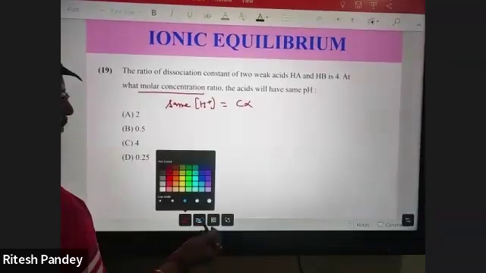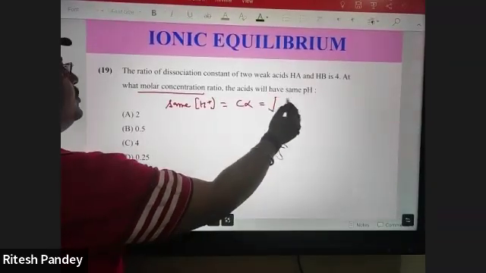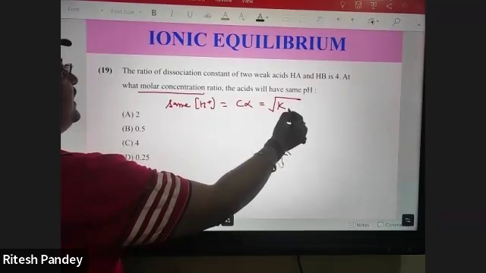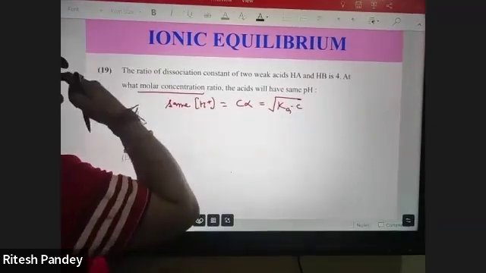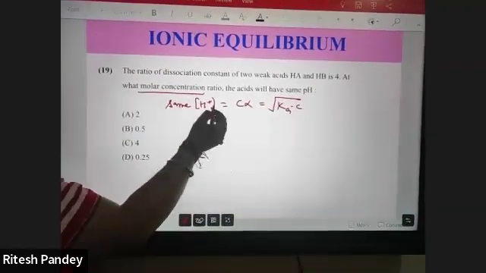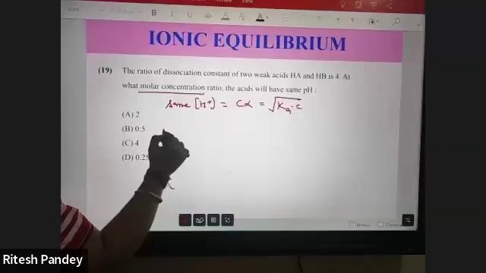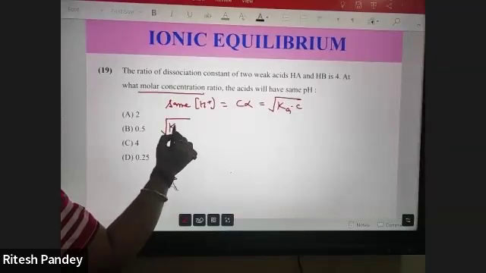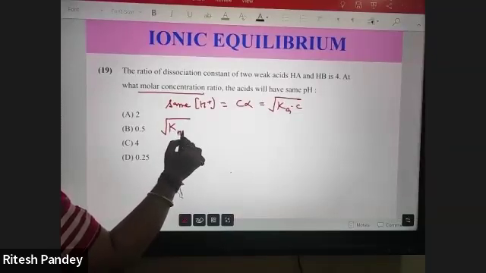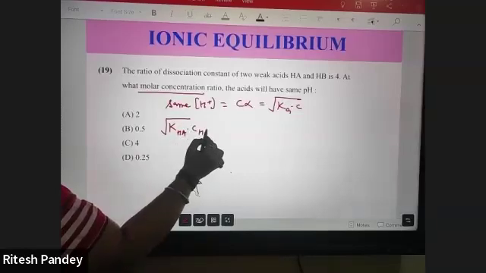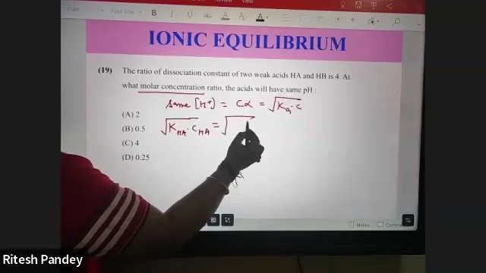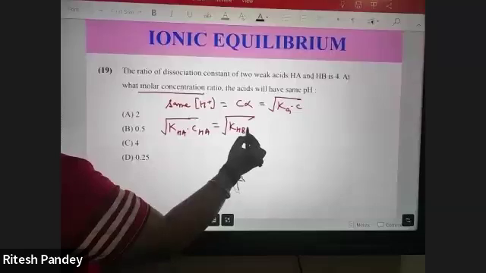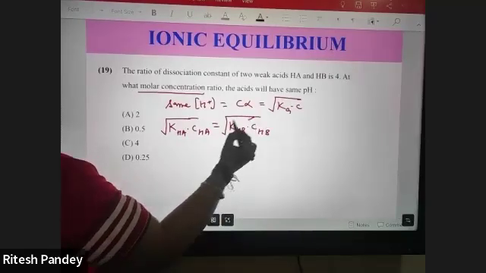So instead of C alpha, I'll do it in terms of root K into C. Yes or no? Root Ka into C. So root K into C, same H plus would mean I'll want root over of K of HA into C of HA equal to root over of K of HB into C of HB. Yes or no?